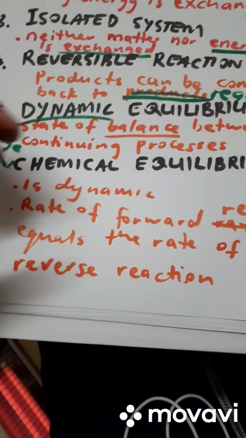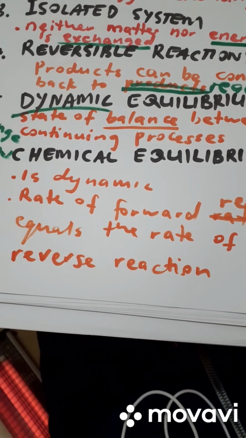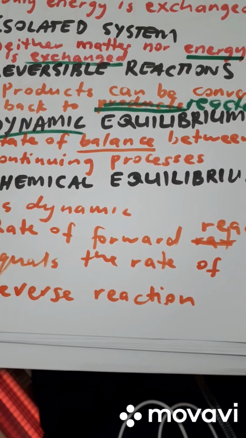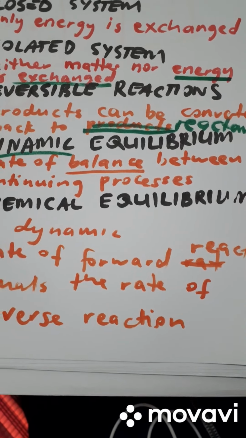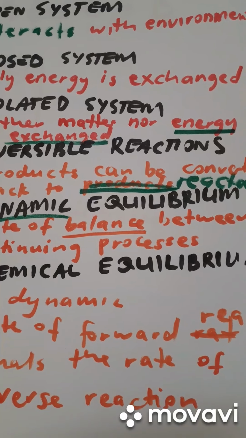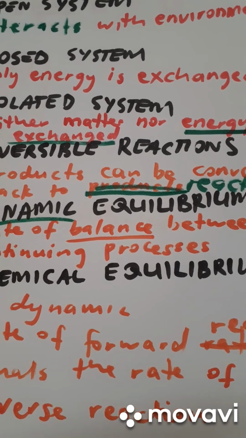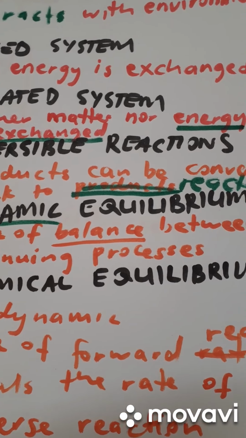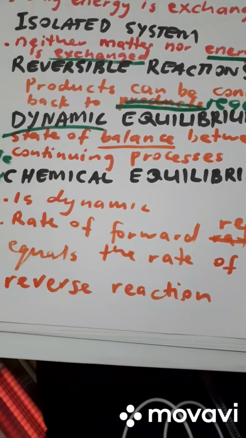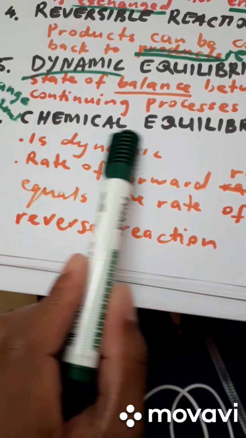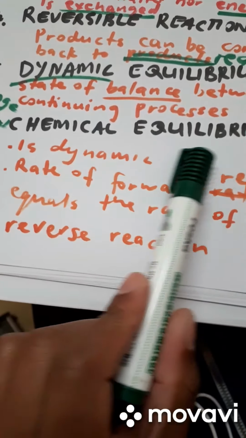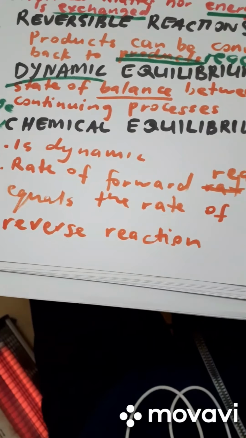So let us talk about the reversible reaction. Reversible reaction means that by the moment the products are being formed, the reactants are also being formed. Sometimes that change is dynamic. That change is constant. Therefore, this leads us to what we call the chemical equilibrium.